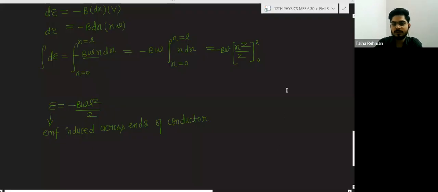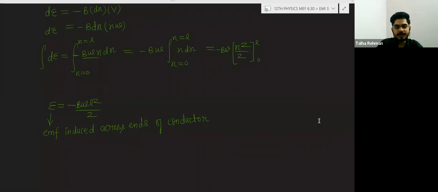Actually, there was a problem in my internet connection. Okay, so this is the EMF across the ends of the conductor.